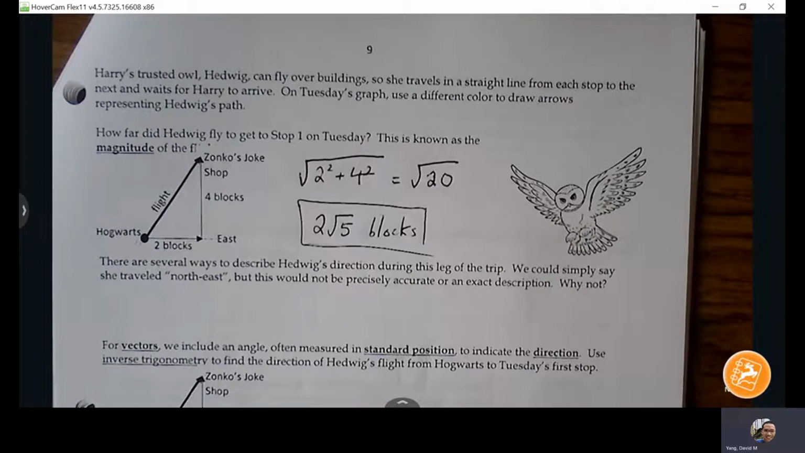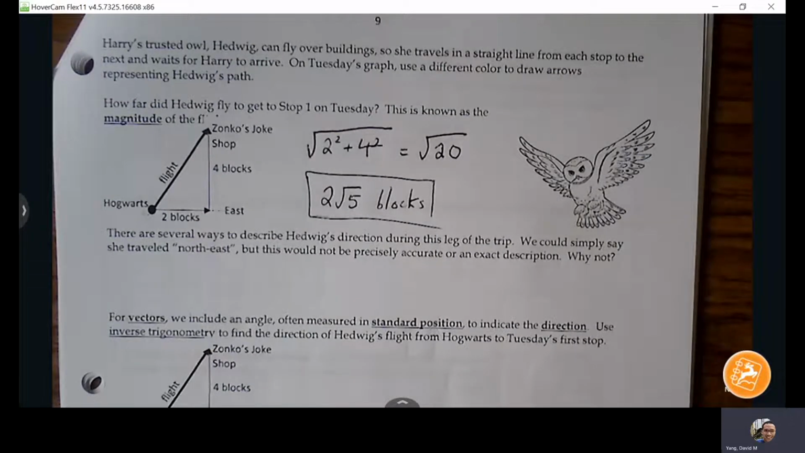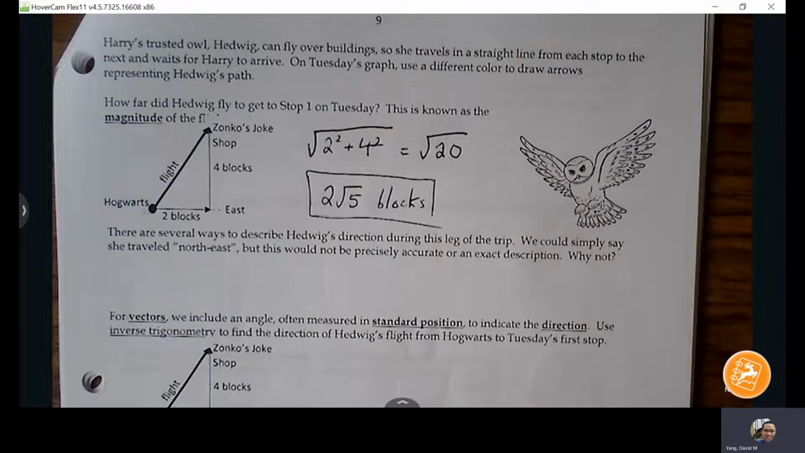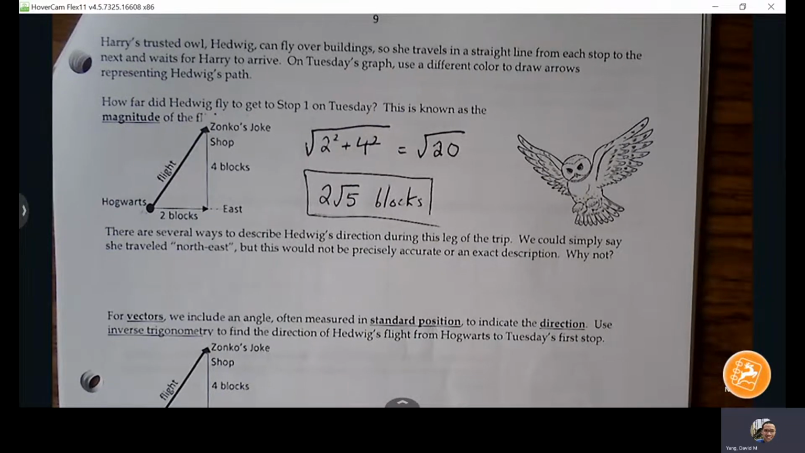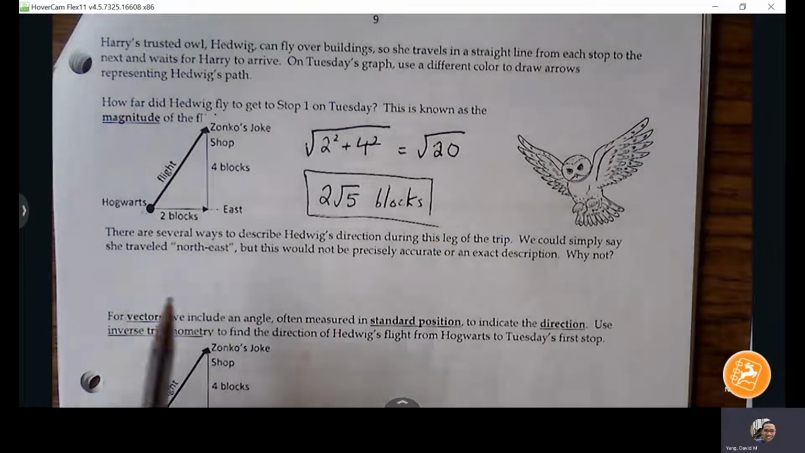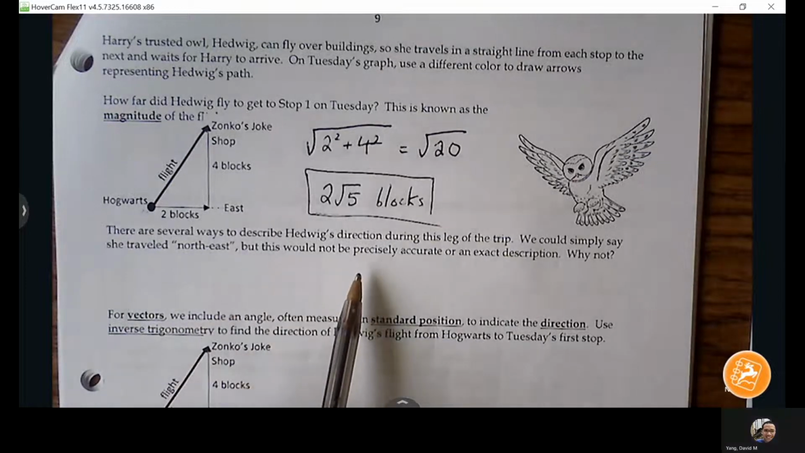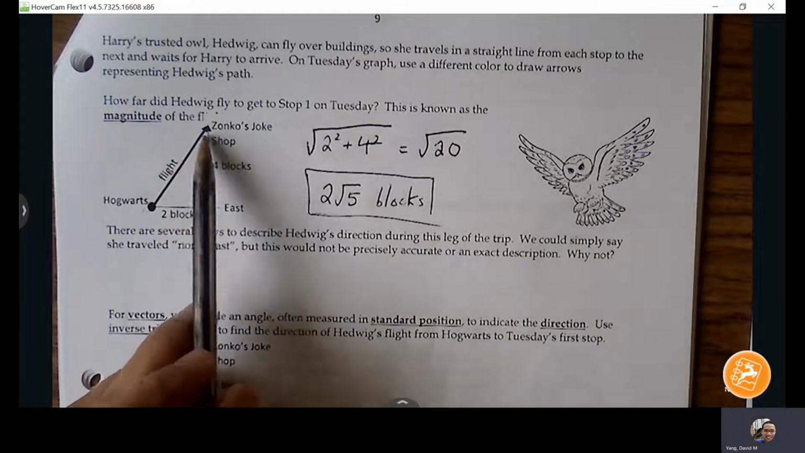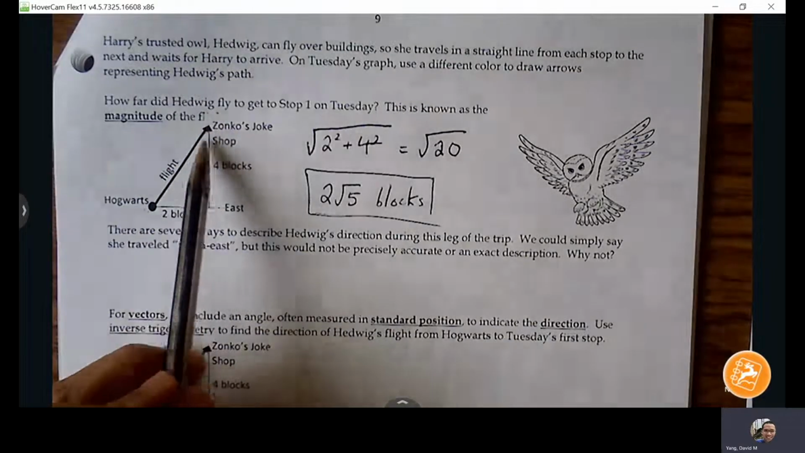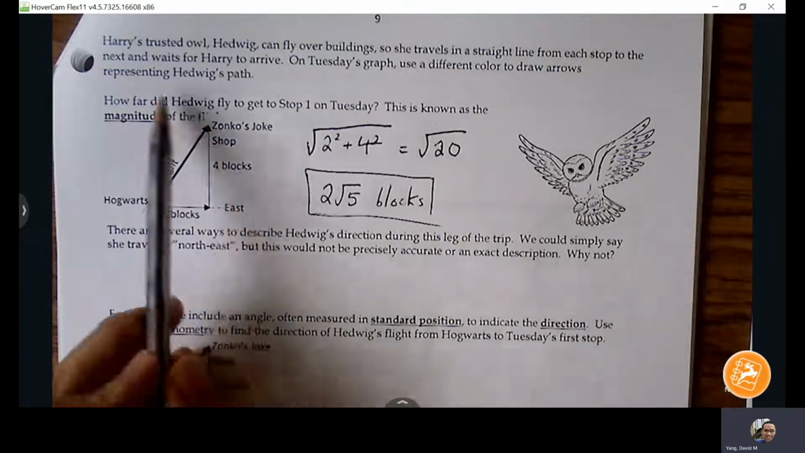Okay, there are several ways to describe Hedwig's direction during this leg of the trip. We could simply say she traveled northeast, but this will not be precisely accurate or an exact description. Okay, so it's not just northeast, right? It's specifically, because northeast is just anything between 0 and 90 degrees.